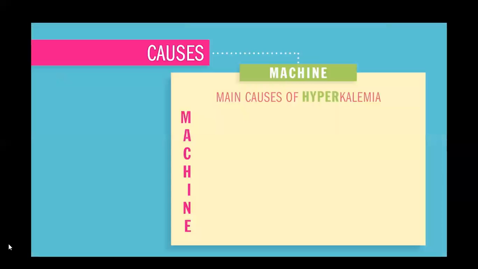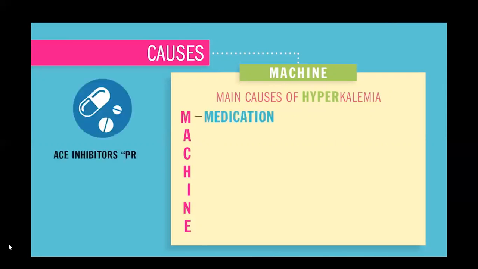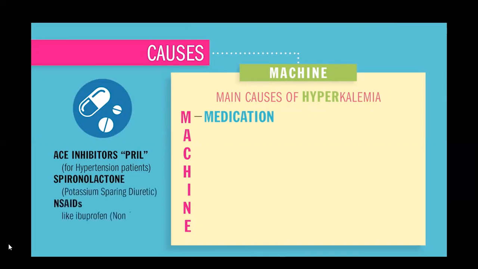Main causes that keep high potassium in the body and not out of the body. So M stands for medications like ACE inhibitors, drugs that end in pril for hypertension or high blood pressure patients. Spironolactone is our potassium-sparing diuretic that keeps potassium in the body. And NSAIDs like ibuprofen are non-steroidal anti-inflammatory drugs, increase potassium or basically keep it in the body.